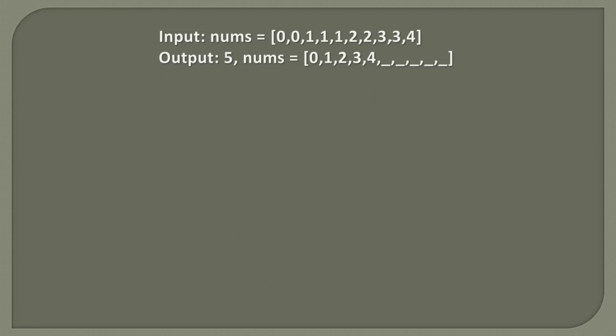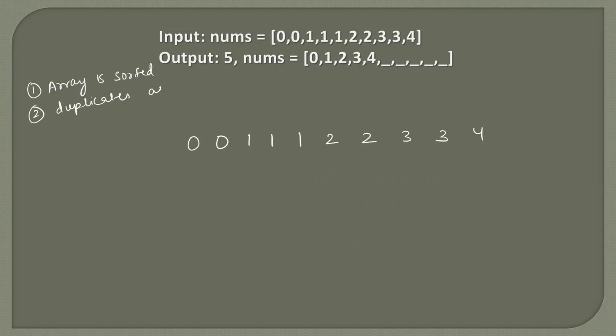So suppose we are given this array 0 0 1 1 1 2 2 3 3 4. Now our task is to remove the duplicates and keep only one occurrence of each element. So here the first property is the array is sorted in ascending order. So it means whatever duplicates we have, they are adjacent to each other. So the second property is duplicates are adjacent to each other.